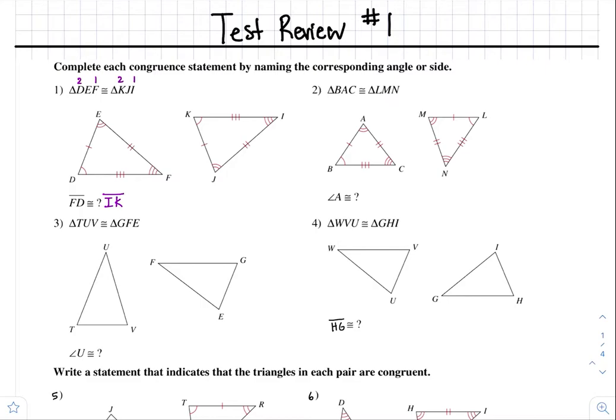Now for number 2, what is angle A congruent to? Well, if you look at your triangle congruency statement, here's where angle A is, right? So for the other triangle, it better match up to the middle angle. So, I'll box these, angle M.